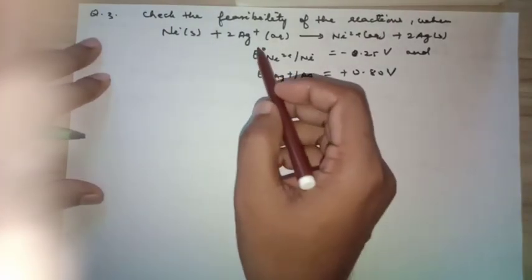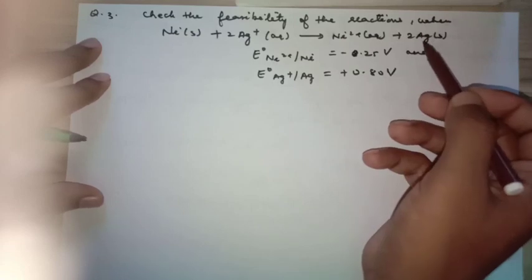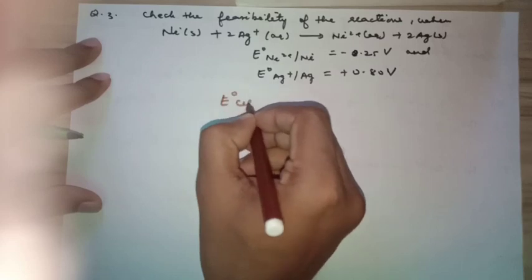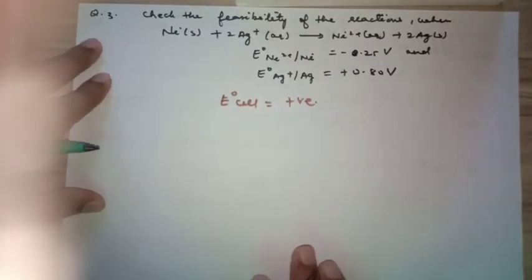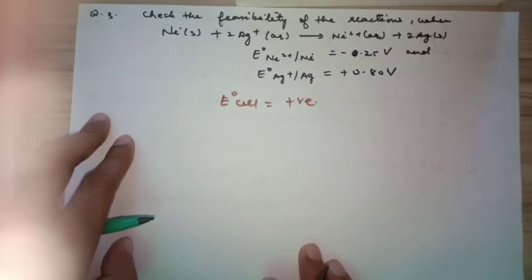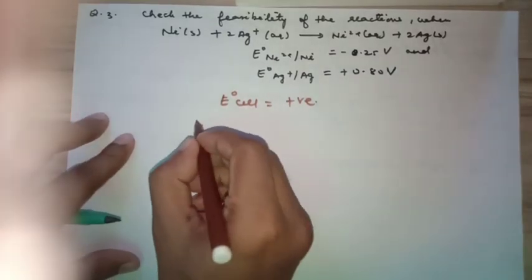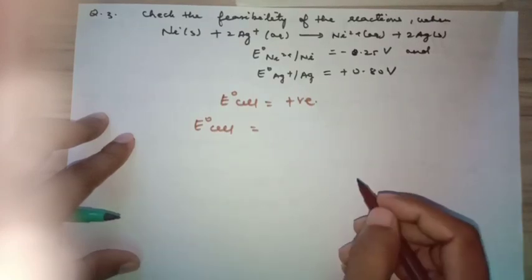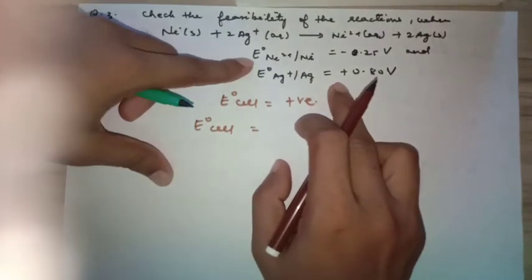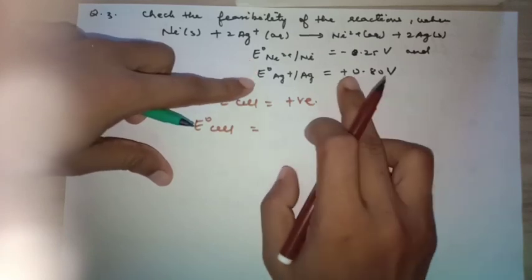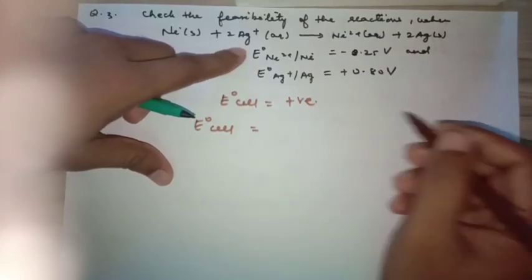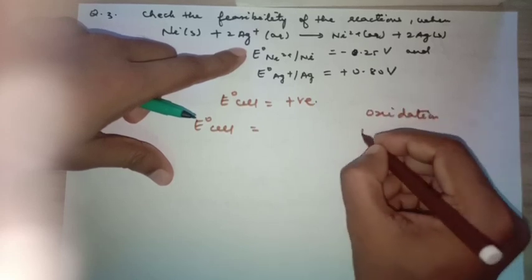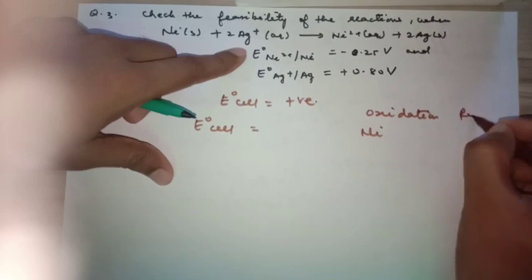Now nickel reacting with silver ions to give Ni2 plus and 2Ag. Now we have to find the feasibility of the reaction. When the reaction is feasible, it means the E naught cell value should be positive. So let's find it. Let's find at which place oxidation will take place and at which place reduction will take place. Ni will be above, so oxidation will take place at Ni and reduction will take place at Ag.